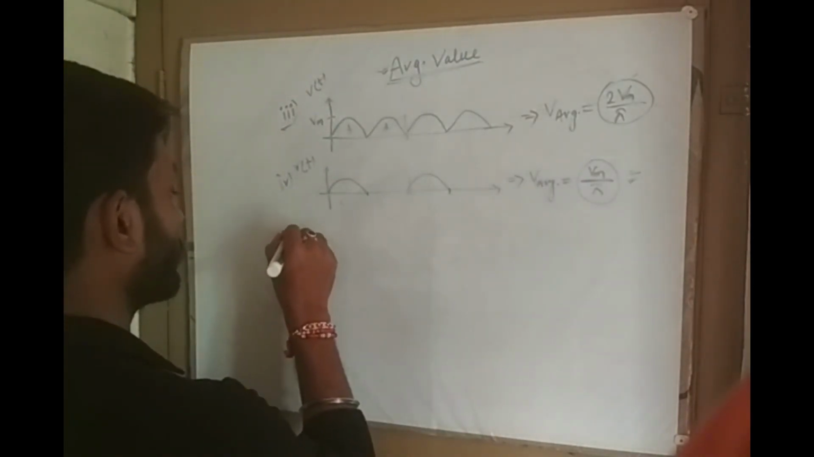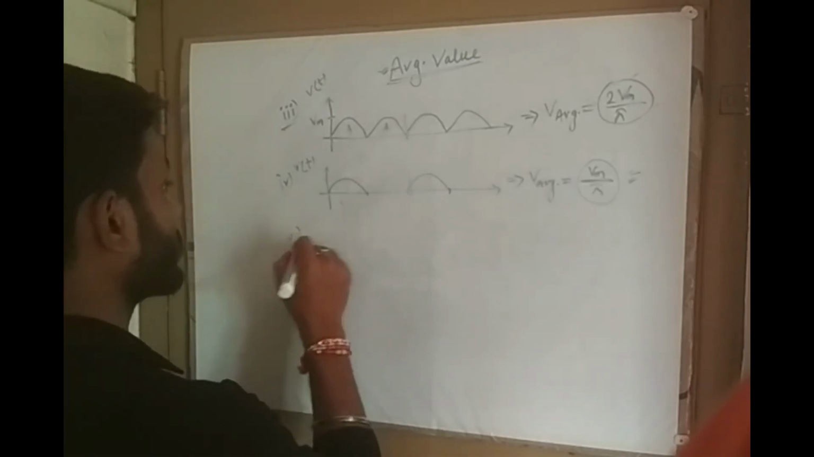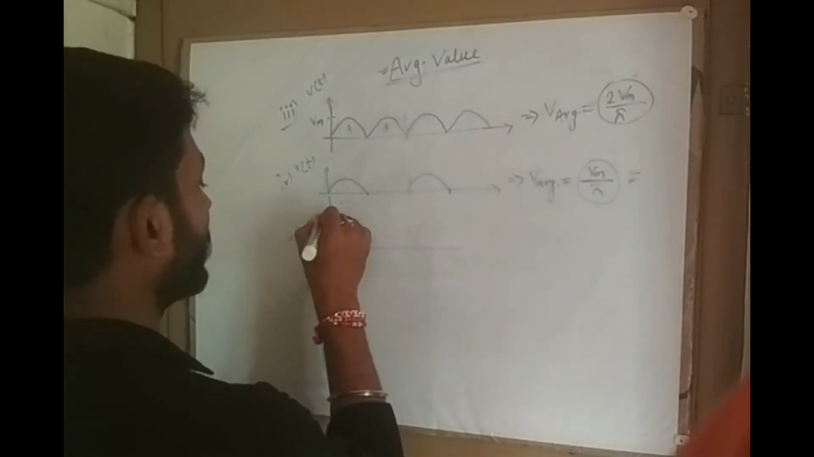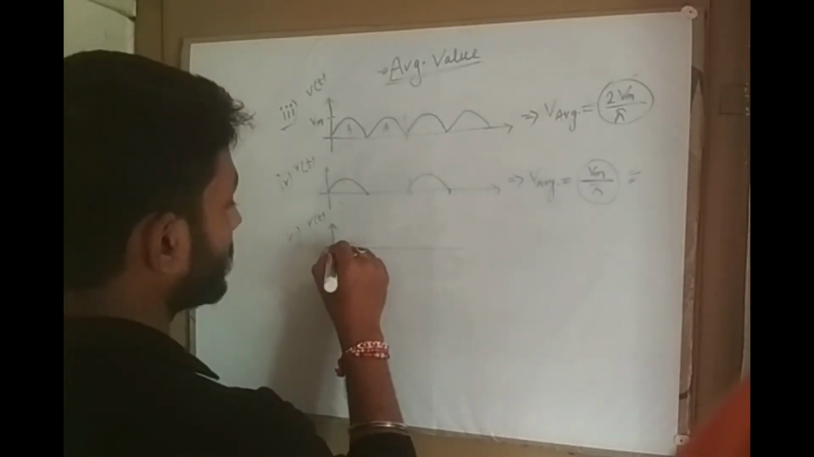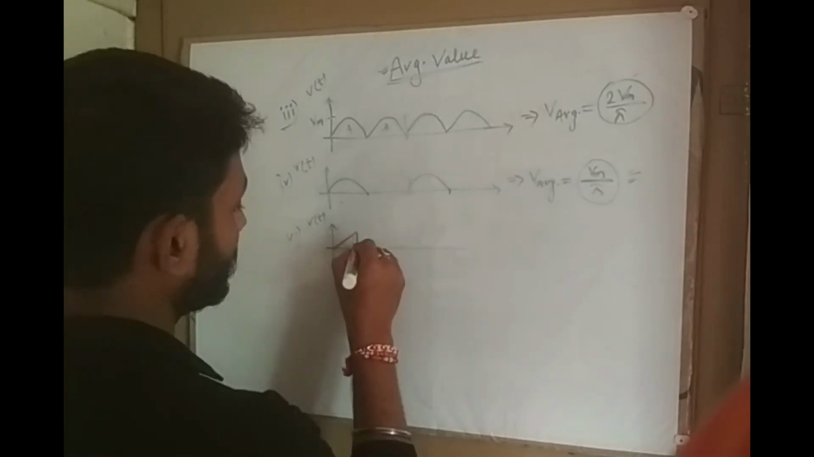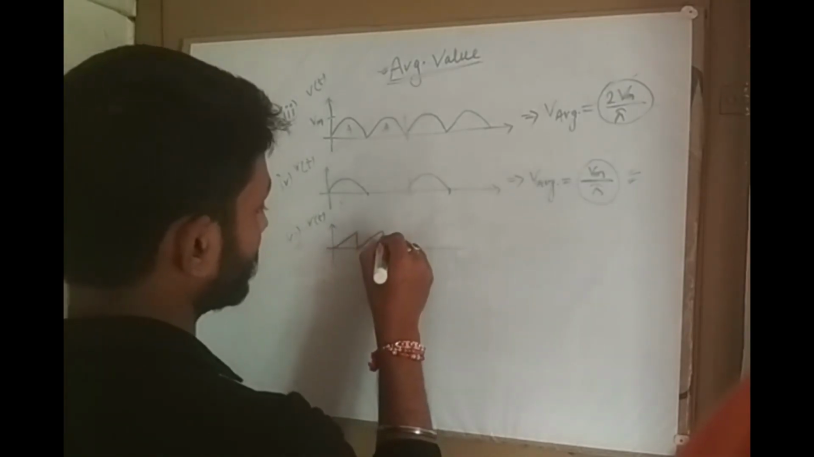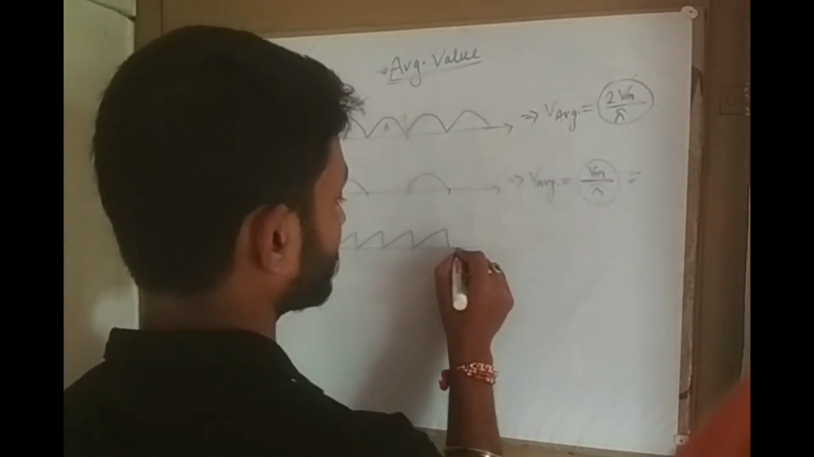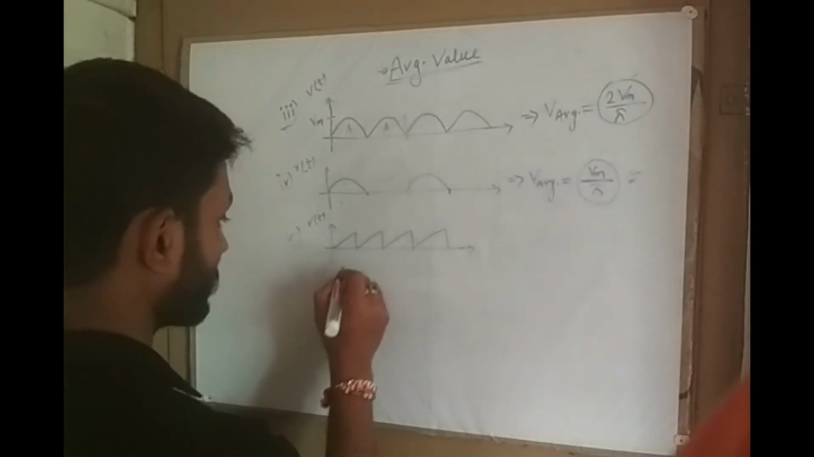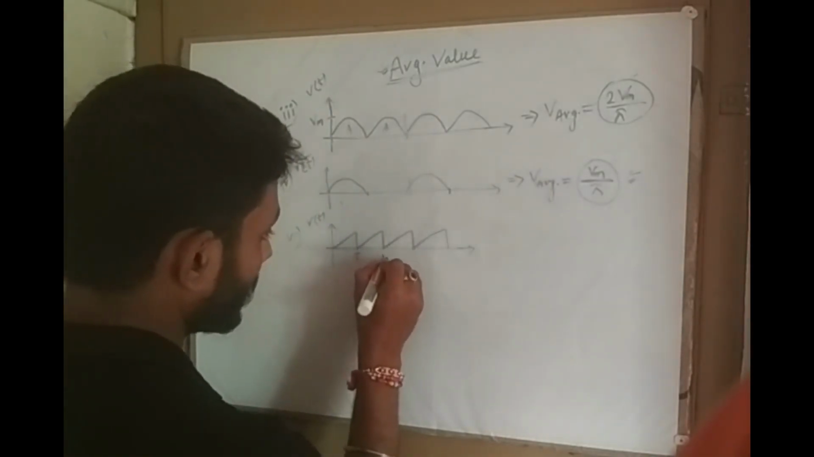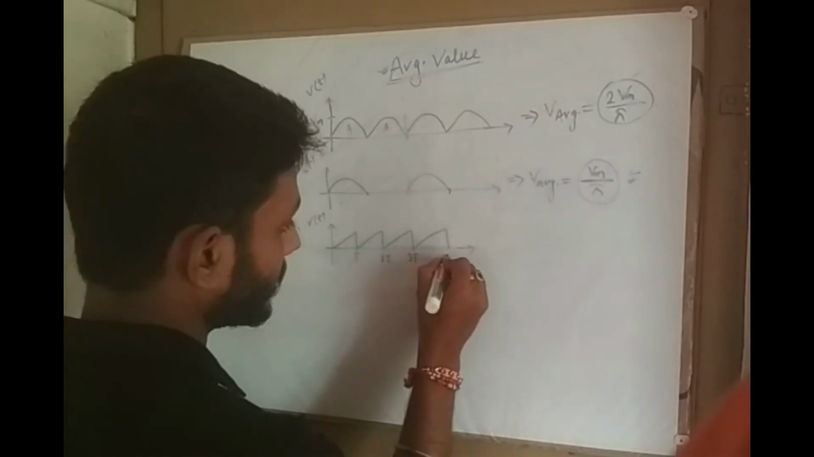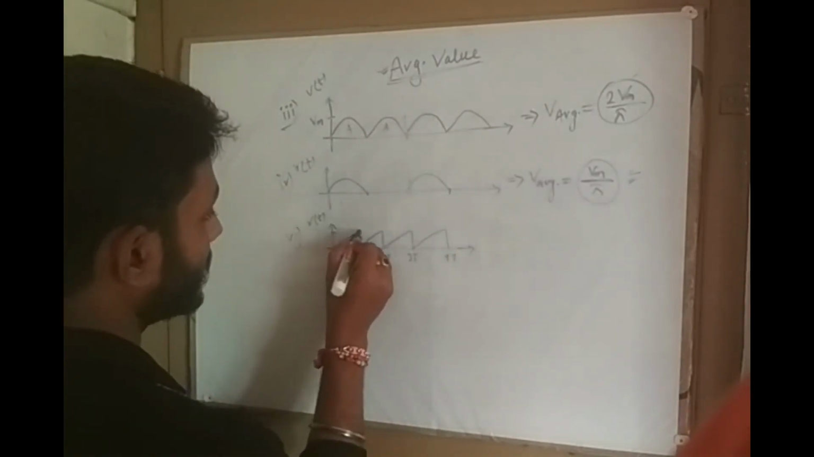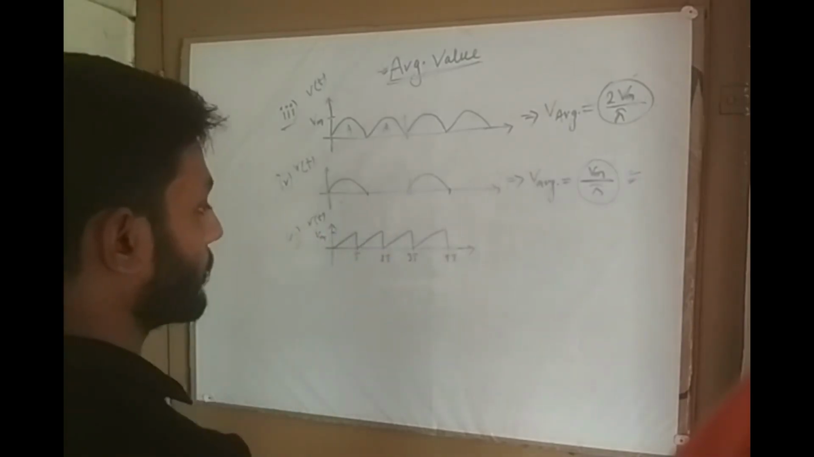Now the fifth one, suppose the signal given is in terms of triangular wave shape. T, 2T, 3T, 4T. This one is the V maximum value.